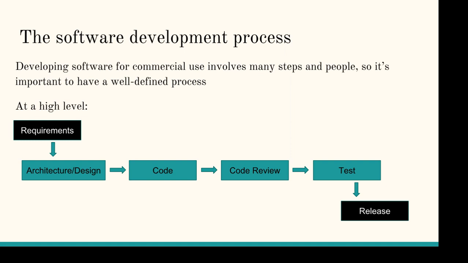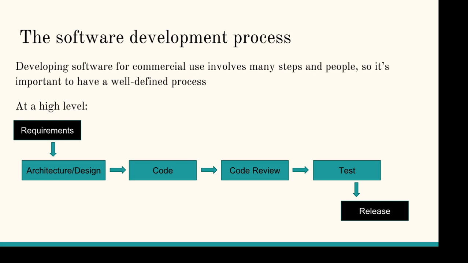Developing software for commercial use involves a lot of steps and a lot of people. So you have to have a well-defined process or it's anarchy. It doesn't work. The software doesn't get created on time and delivered to customers. And when it does get delivered, it doesn't work right. And it's not a lot of fun when that happens. So it's really important to have a well-defined process.